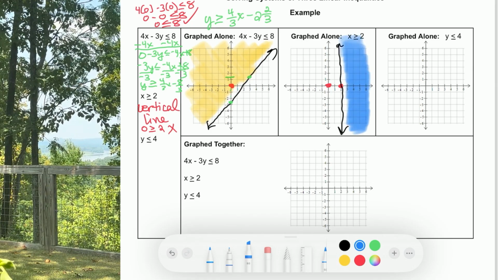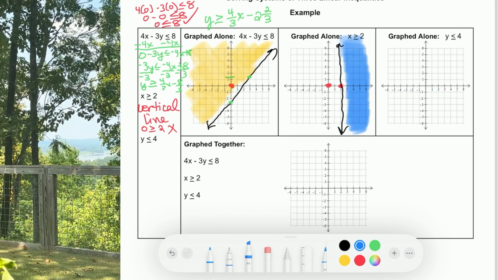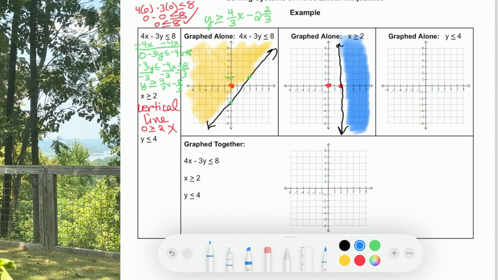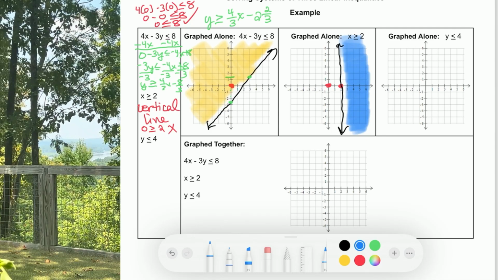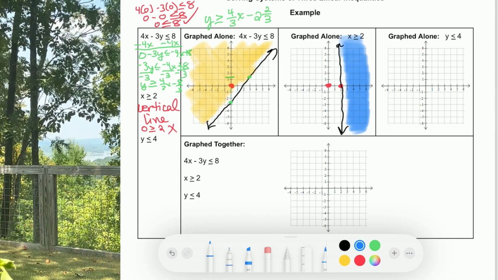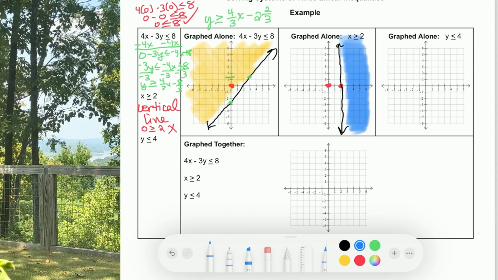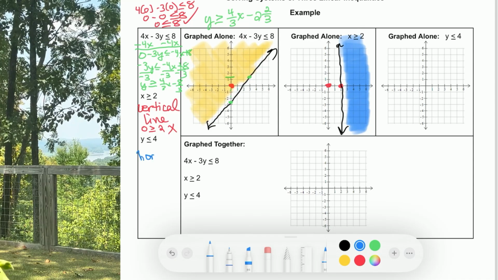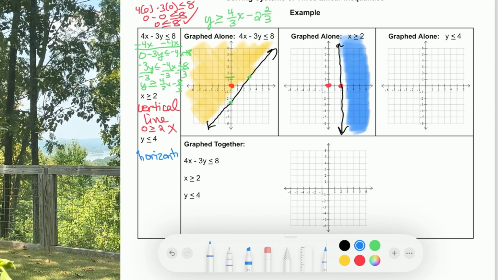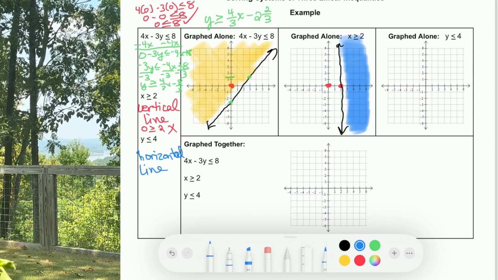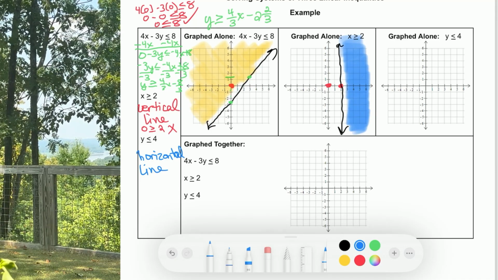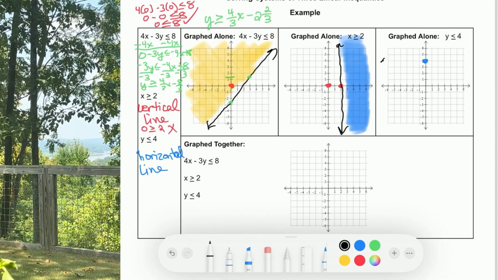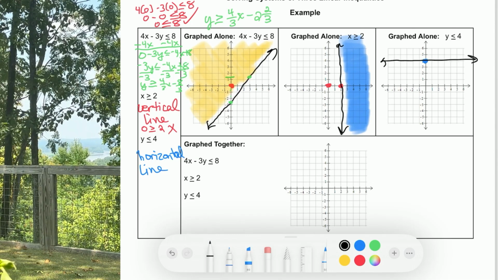Now let's look at our third equation. We have y is less than or equal to 4. So again, we only have the y. So that tells me it's going to be a horizontal or a vertical. Well, because it's a y, we're going to cross our y-axis at that 4. That tells me it's going to be a horizontal line. So I'm going to put horizontal line here. And I'm going to go ahead and graph it over here. And it's going to be at the 4. It's less than or equal to, so it's a solid line through that coordinate.